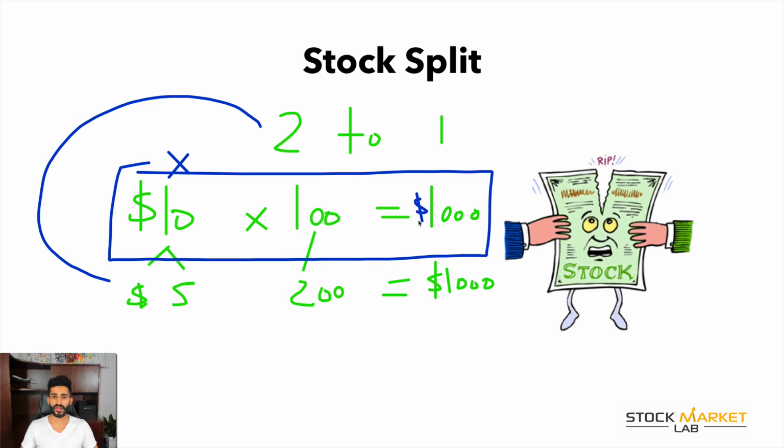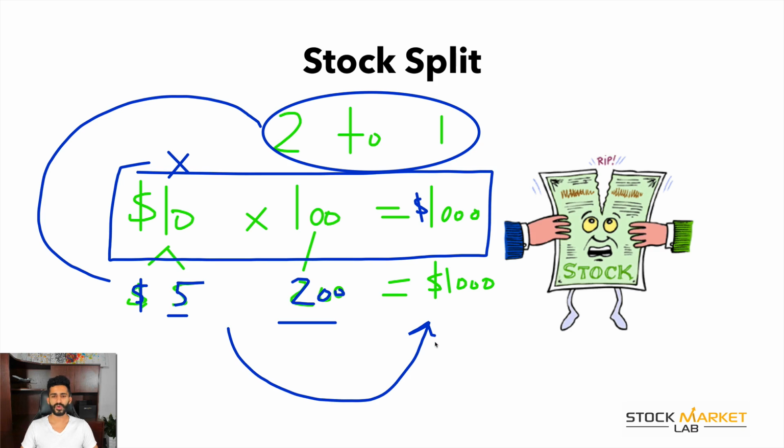So if it has 100 shares and each share price is at $10, the company is valued at $1,000. Now let's say they come out and they say, hey, we're going to do a 2-to-1 split. What does that mean? A 2-to-1 split basically means that they're going to take their share price and divide it by 2. So the share price goes down and it goes to $5. This right here goes up. So instead of them having 100 shares, they now have 200 shares. And the market cap, 5 times 200, is still $1,000.